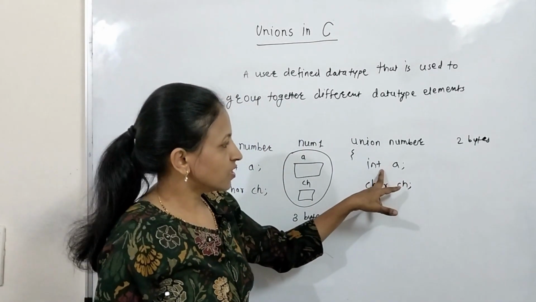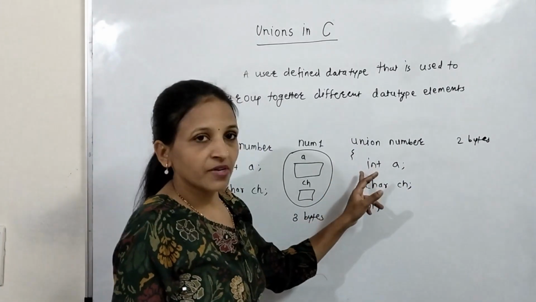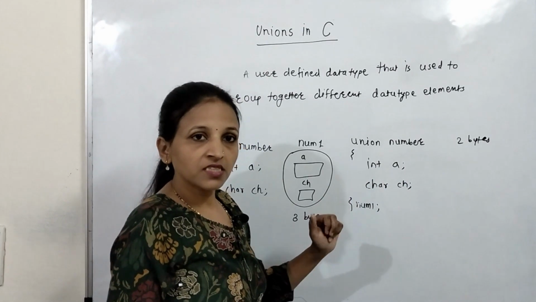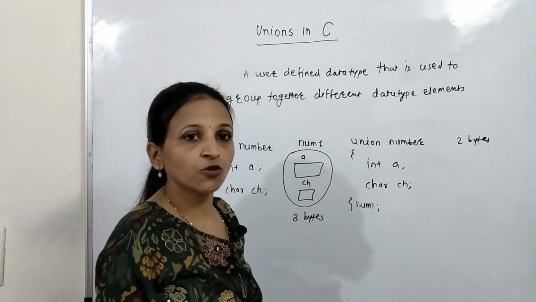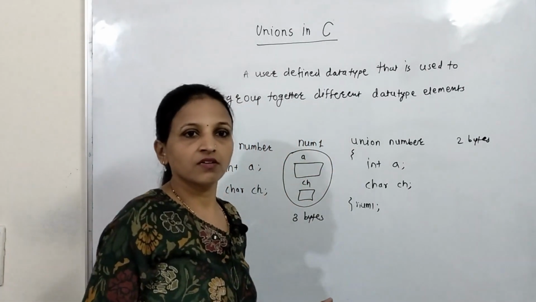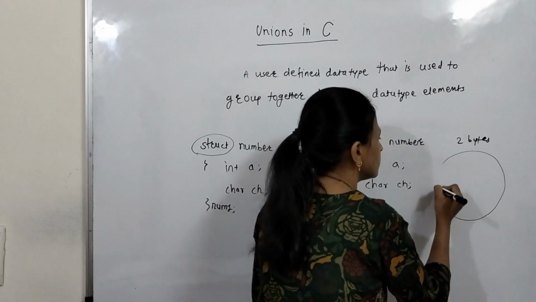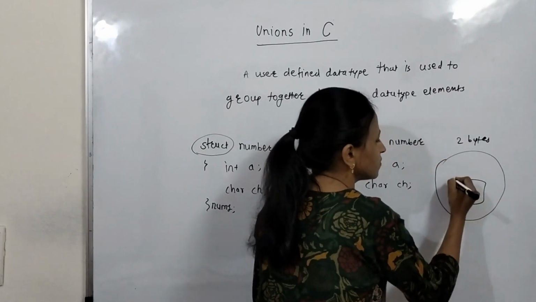Here this requires 2 bytes, this requires 1 byte. What is the higher requirement? That is here 2 bytes. That much space only gets allocated for one variable of that union. Now for num1, only 2 bytes will get allocated.